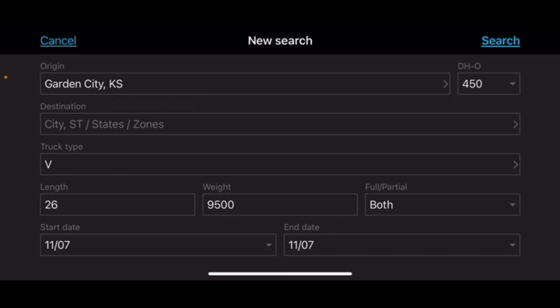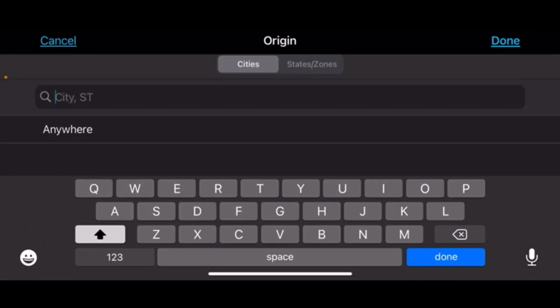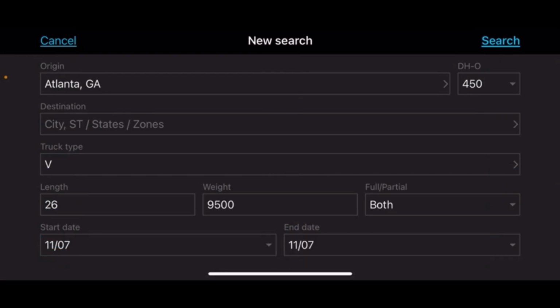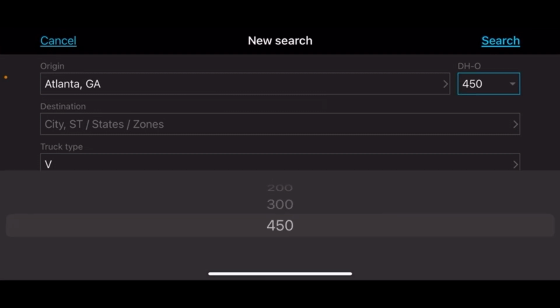We're gonna do a major city, so more loads could pop up. So we'll put Atlanta. Okay, I'm gonna put it at 450 miles deadhead. When you look for a load, it all depends on how far you don't mind driving deadhead. So for the video purpose, I'm gonna put 450.